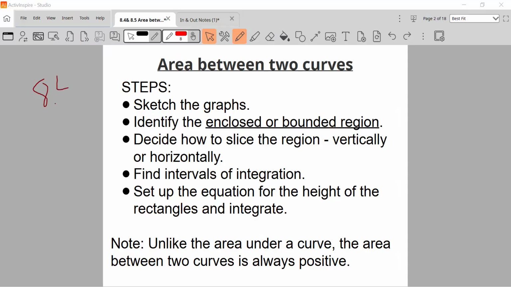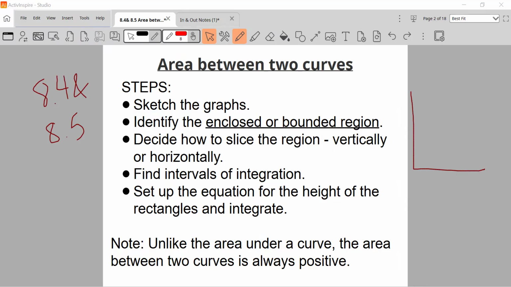Hello, and today we're talking about 8.4 and 8.5. This is area between two curves. Really what's going to happen in this unit is we're either going to have two equations in terms of x or two equations in terms of y, and we're going to find the area between them.